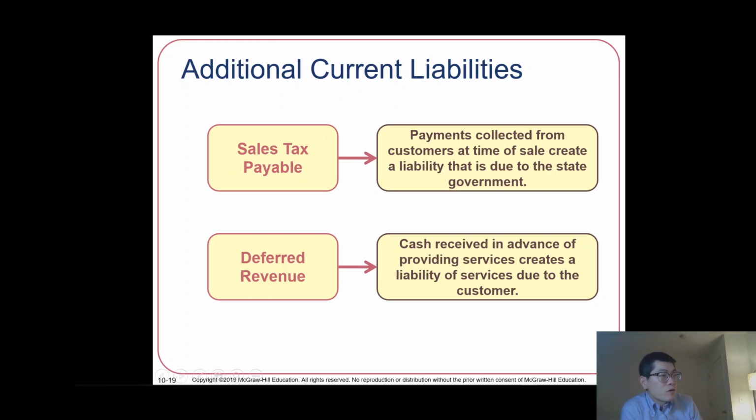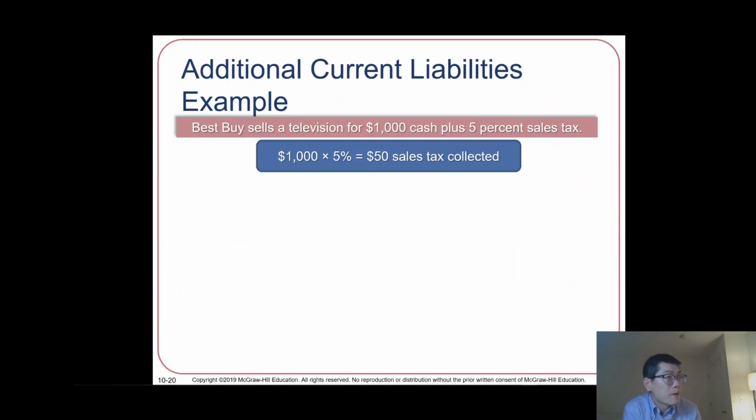And deferred revenue. If you remember this from chapter 3, deferred revenue is when we receive the money from customers, and we owe the customers, and we're going to provide products or services in the future, right? So those are deferred revenues. Best Buy sells a television for $1,000 cash plus 5% sales tax. So the sales tax collected is $50.